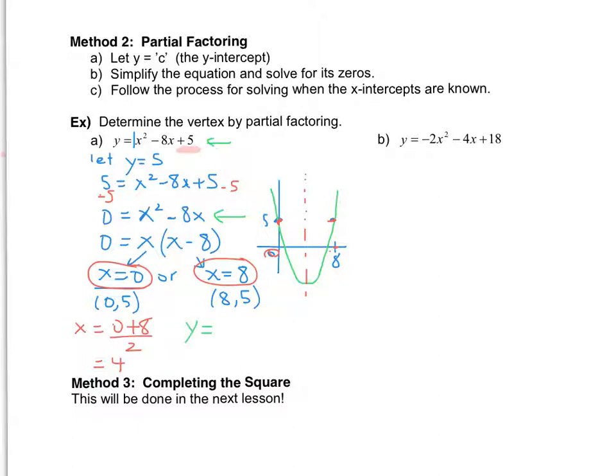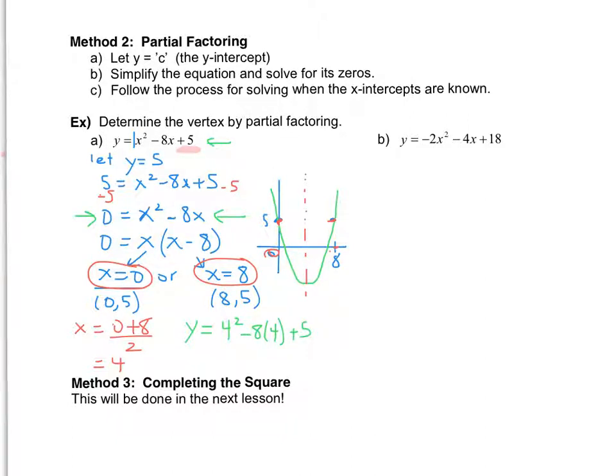I'm going to take that x value of 4, and I have to sub that x value back into the original equation. I cannot put it into my simplified equation here because it is not going to give me the right answer. It's not the same parabola as what I started with. So I'm going to take it and put that in. I'm going to go 4 squared minus 8 times 4 plus 5. And we're going to see what we get here.